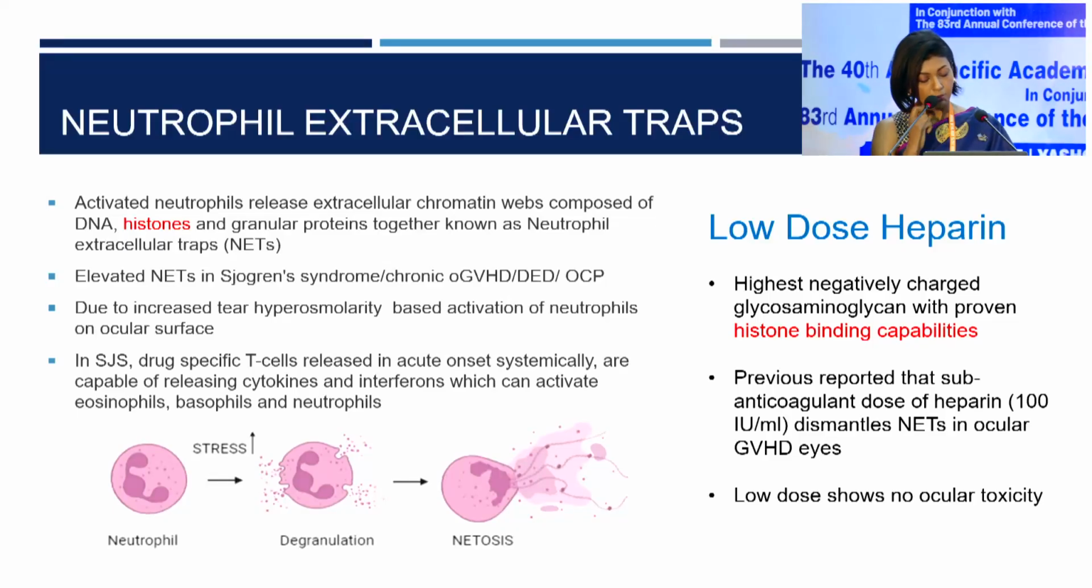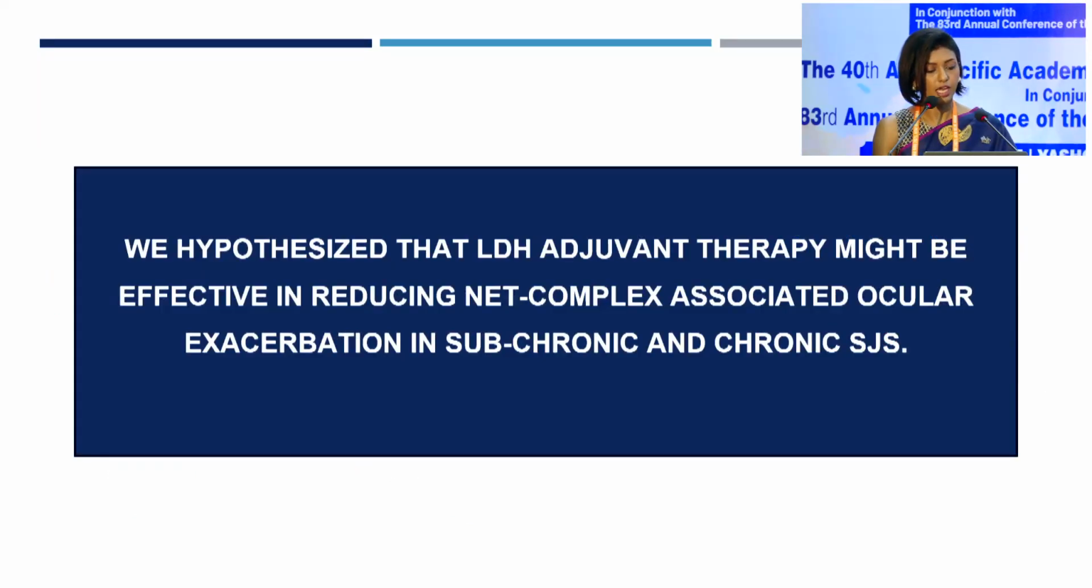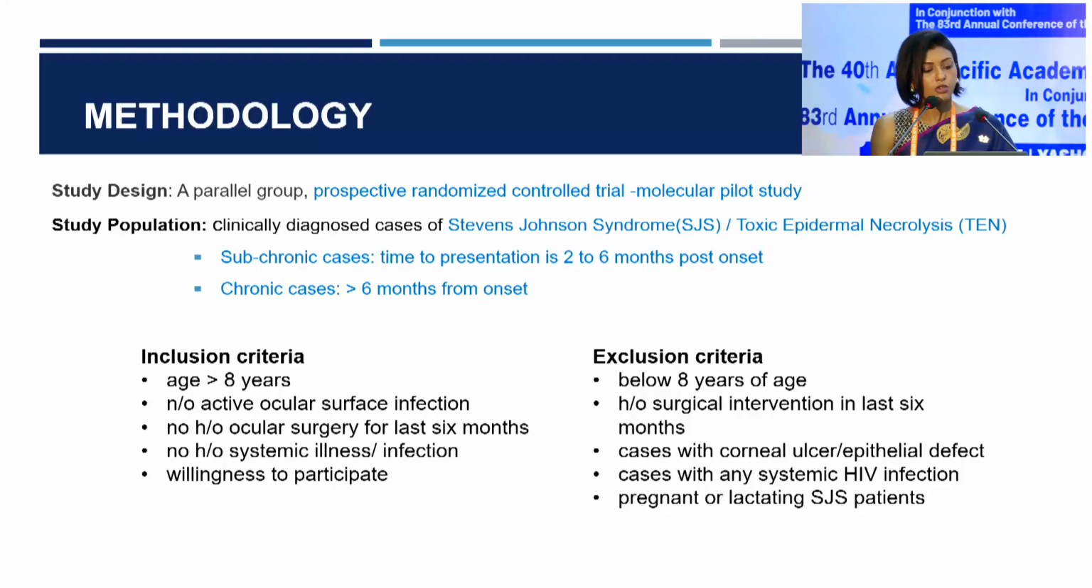Previous studies by Jain et al. in the US have reported that sub-anticoagulant doses of heparin used topically can dismantle NETs in ocular GVHD eyes. Low-dose heparin also shows no ocular toxicity, hence it is a safe option. We hypothesized that LDH adjuvant therapy might be effective in reducing NET complex associated ocular exacerbation in subchronic and chronic SJS cases. This is a parallel group prospective randomized controlled trial, a molecular pilot study.